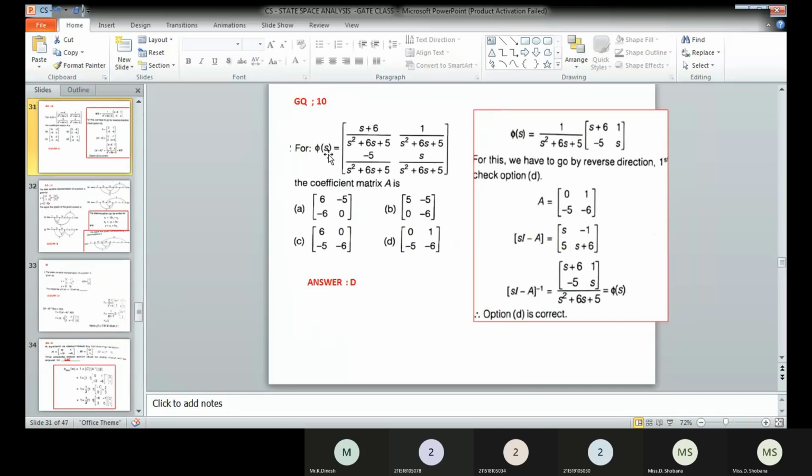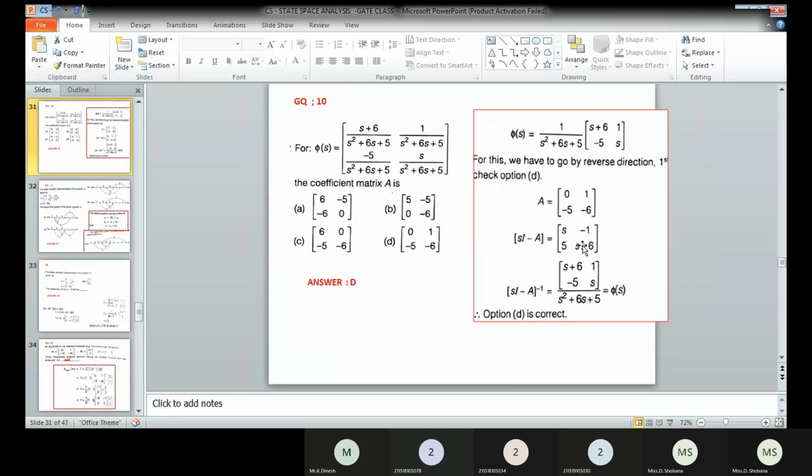Here phi of s is given, and we have to determine the matrix C. Usually the A matrix is given and we determine phi of s, but here they have given it inversely. So phi of s is equal to this. The determinant is commonly taken out, so the remaining is s plus 6, 1, minus 5s. If you take that, then si minus a can be obtained.